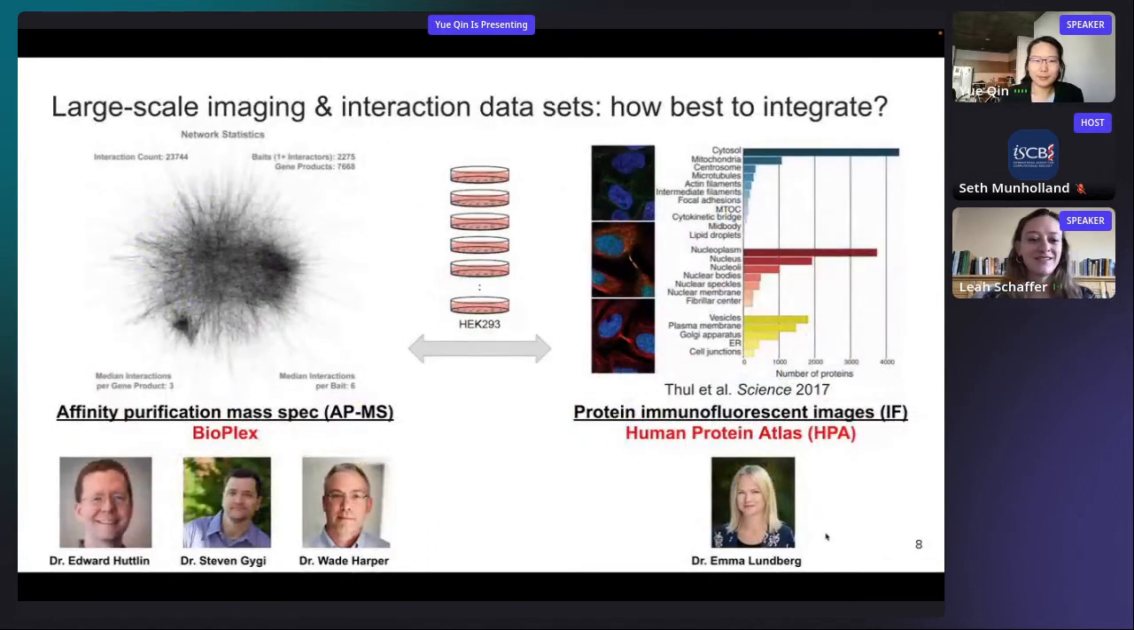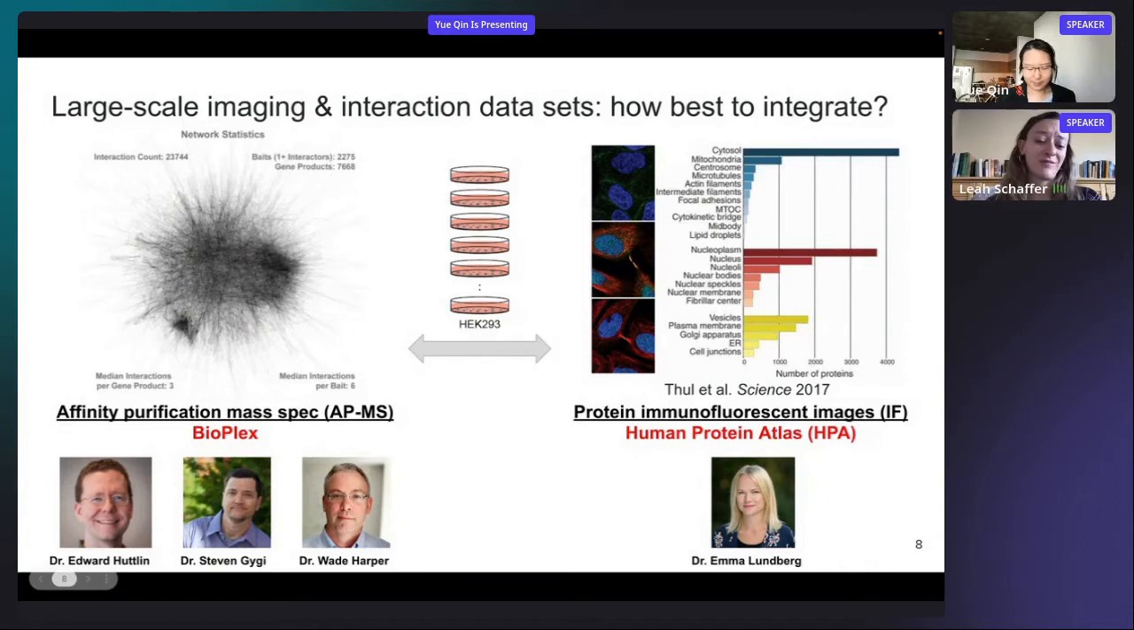And so for these large-scale imaging and interaction data sets, in recent years there's been a push to try to systematically create them. So for example, on the left, we have the BioPlex initiative with the Gygi lab at Harvard, which has been systematically performing APMS experiments. This is actually from the very first BioPlex paper, but there are even more interactions now, from performing thousands of different APMS experiments to create these global protein interaction networks.